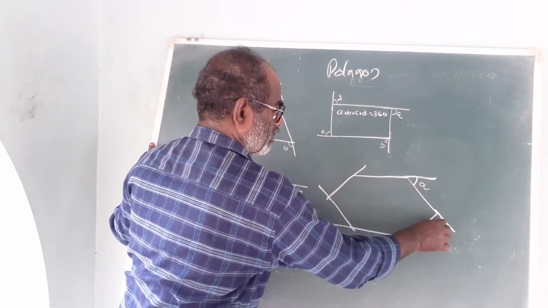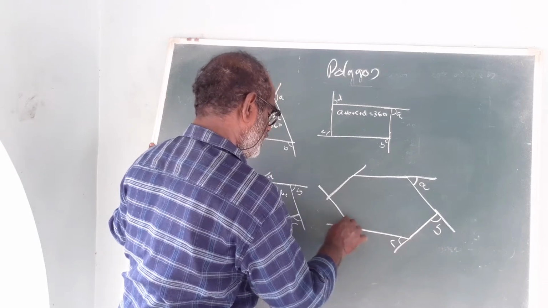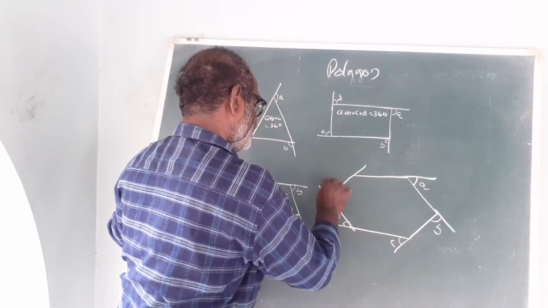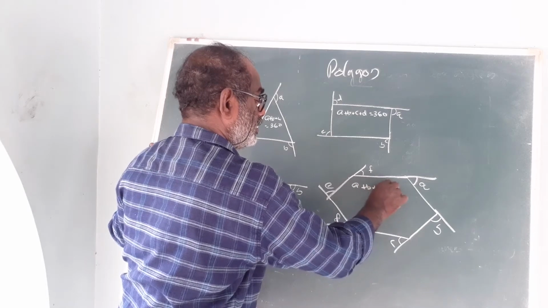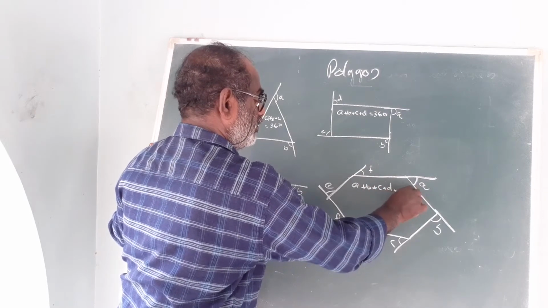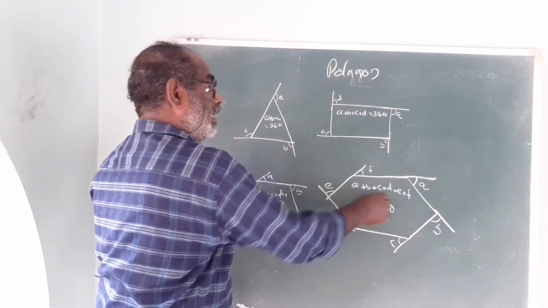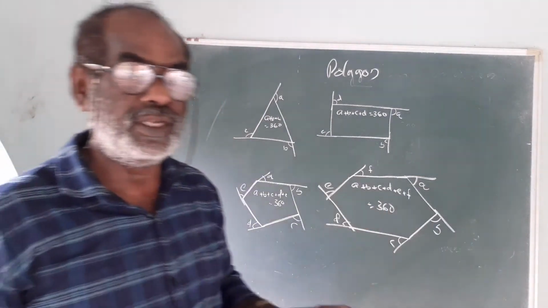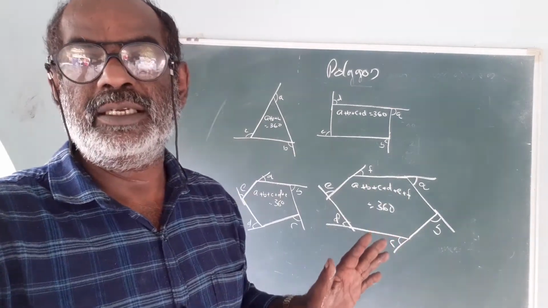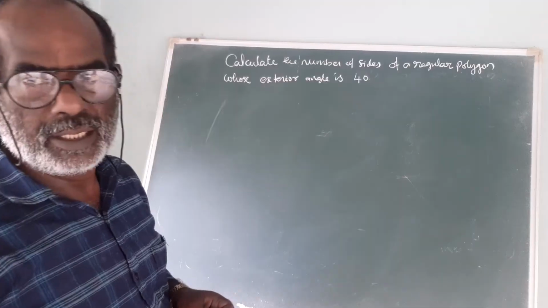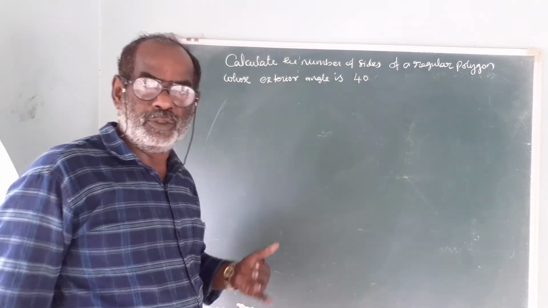A, B, C, D, E, F. A plus B plus C plus D plus E plus F is equal to this. For any polygon, the sum of the exterior angles is always 360. This is the property. Based on the property, we can do some problems.